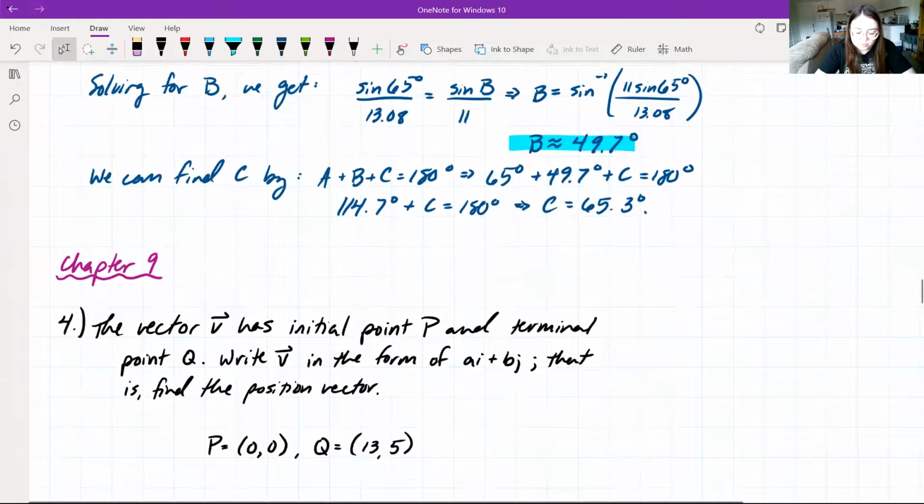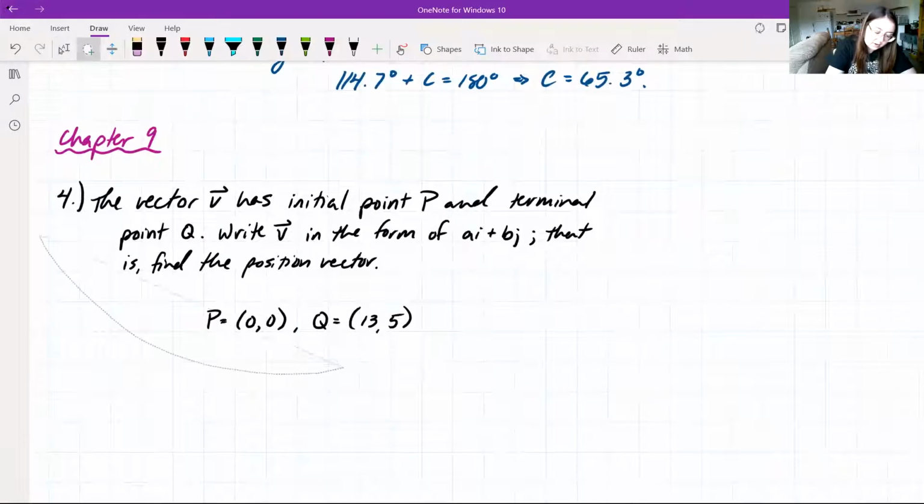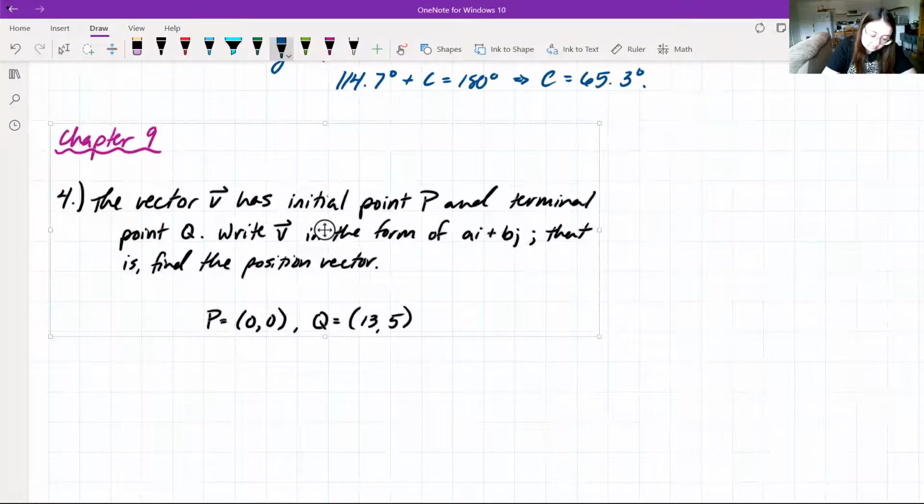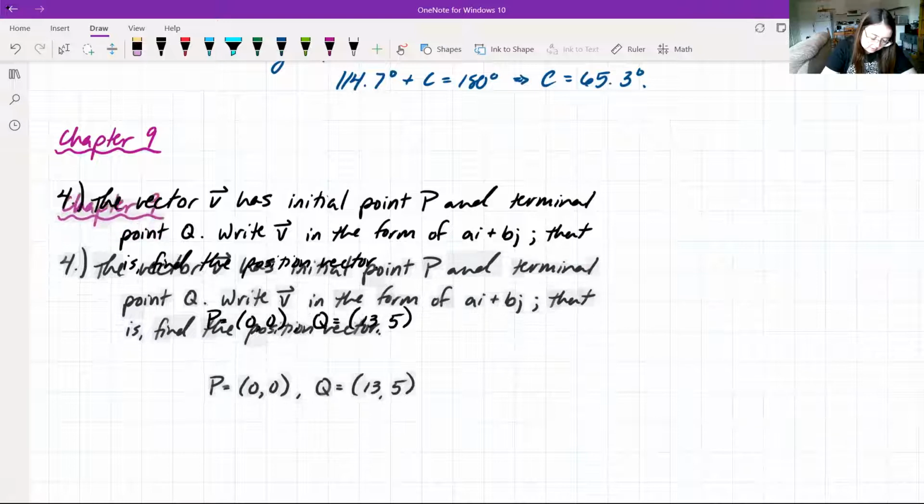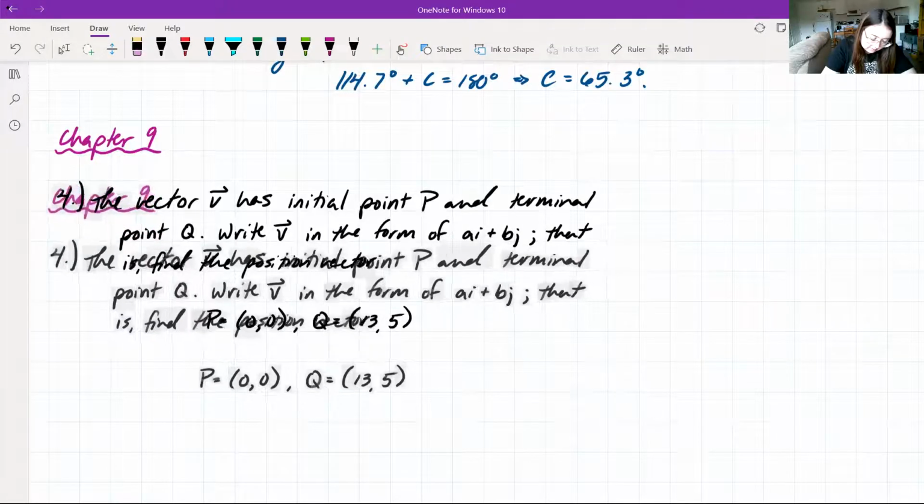And we'll just really quickly scoot our next problem down a little bit. Just a line or two here. There we go.